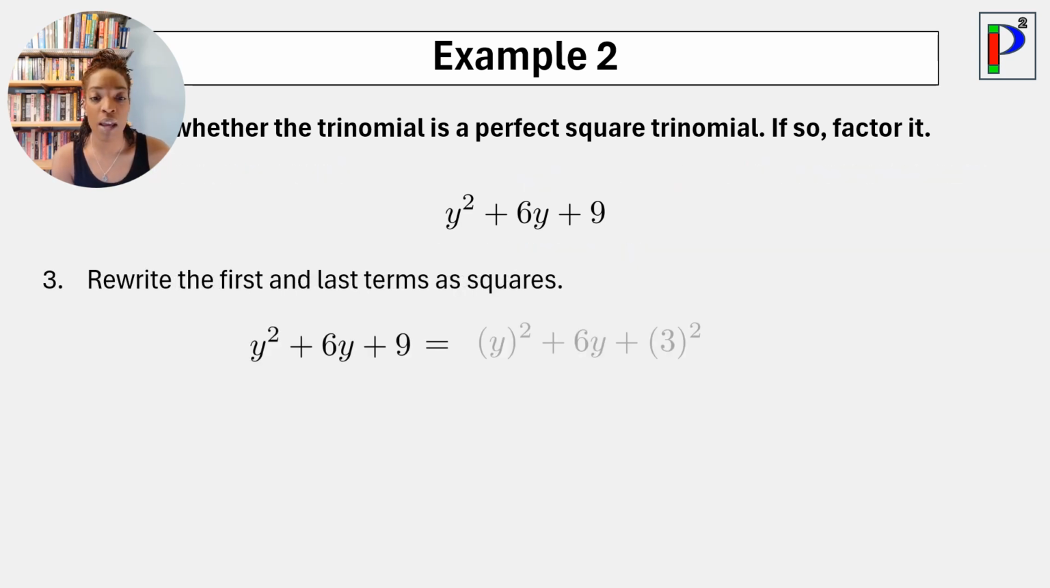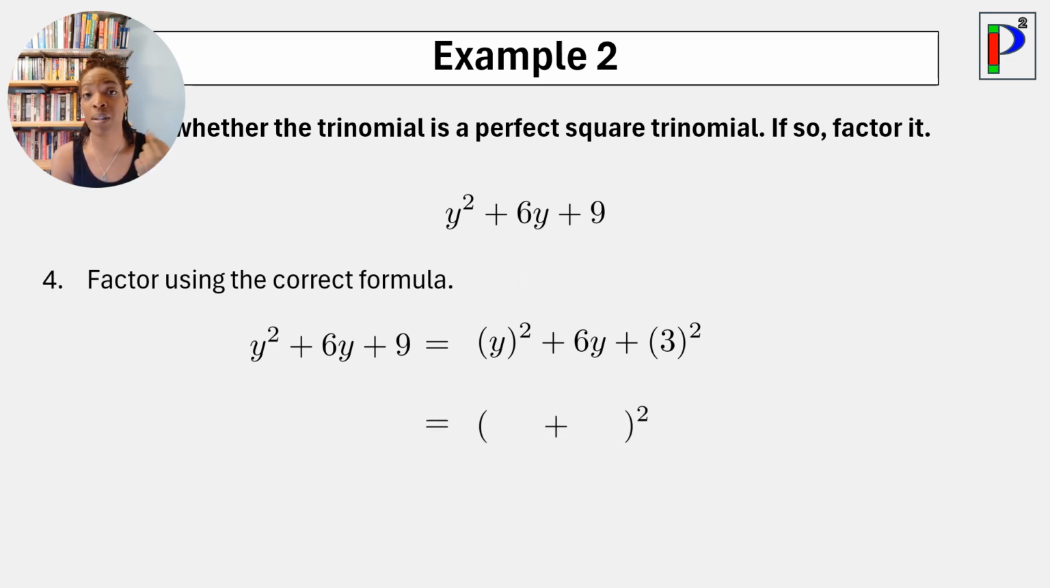I just need to rewrite my first and last terms as perfect squares. Then I set up my binomial. Remember, the signs are the same, the first two signs. So I'm just going to drop y and 3 in, and I'm finished.